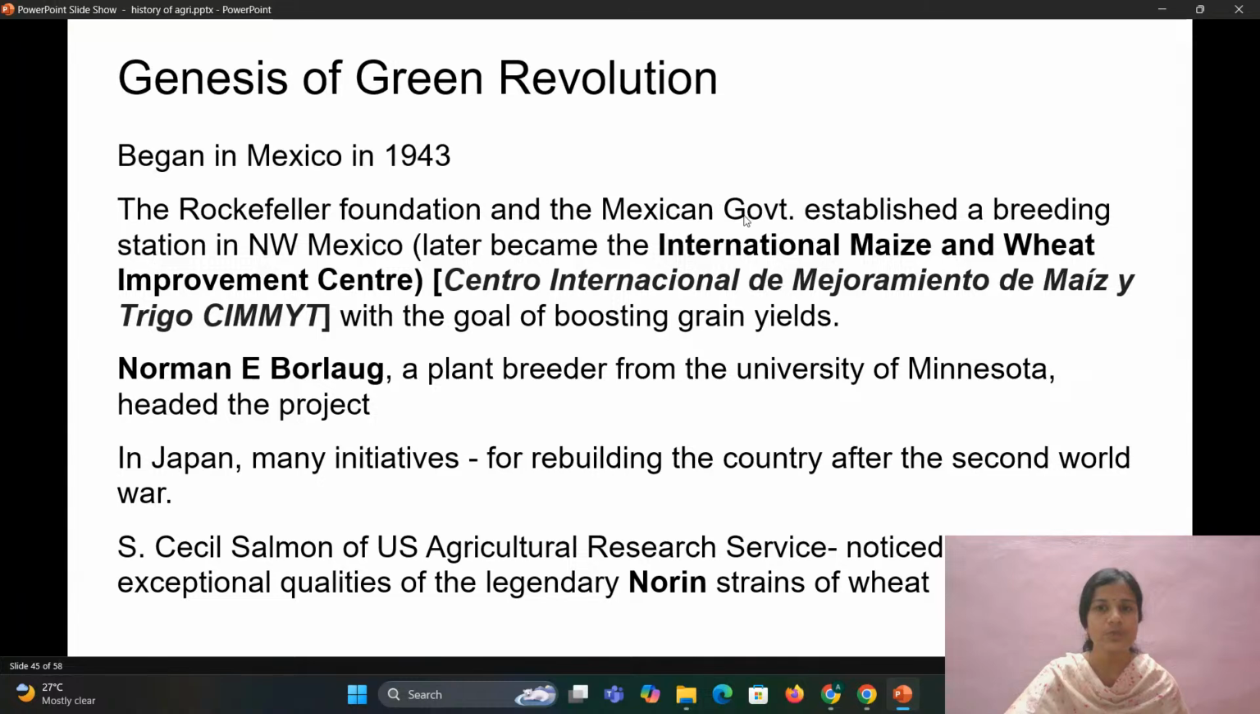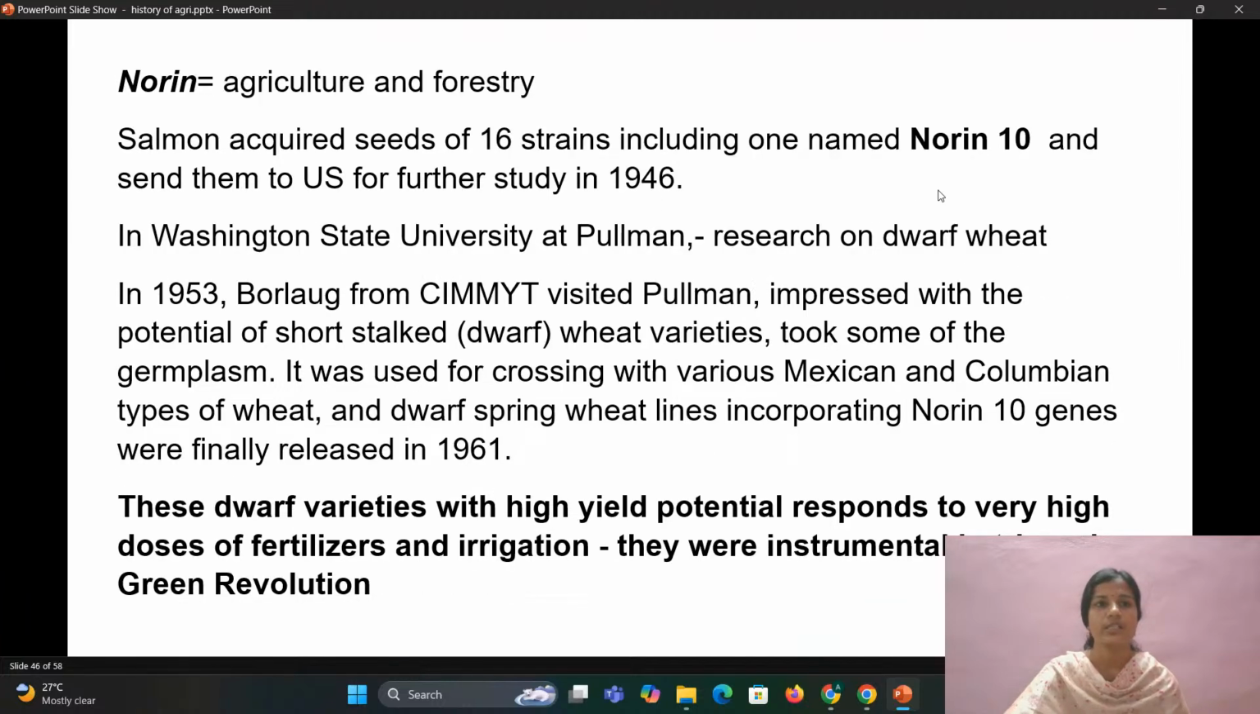And a project was working at this CIMMYT, and Dr. Norman E. Borlaug, a plant breeder, headed the project at CIMMYT. A particular variety of wheat, that is Norin 10, was acquired from Japan by Borlaug, and he did various experiments and research. This Norin variety was used for various crossing, and various new dwarf wheat lines were developed and finally released in 1961.